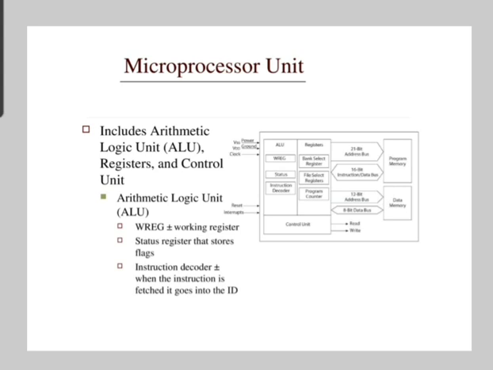So the microprocessor unit diagram is shown here. It consists of the arithmetic logic unit, that is ALU, registers, and control unit. The arithmetic logic unit consists of the W register, that is the working register, and the status register which stores flags, and the instruction register. When an instruction is fetched, it goes into the instruction register.